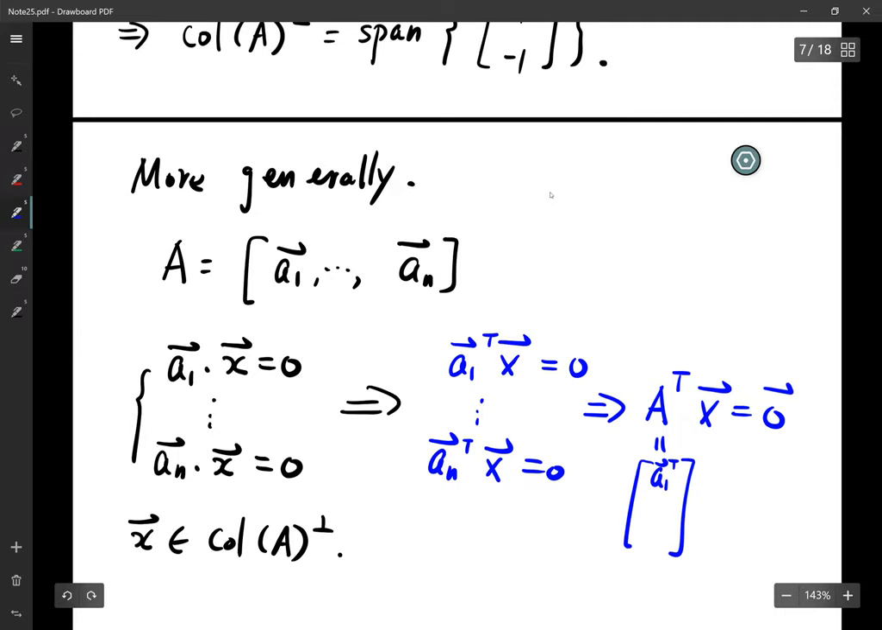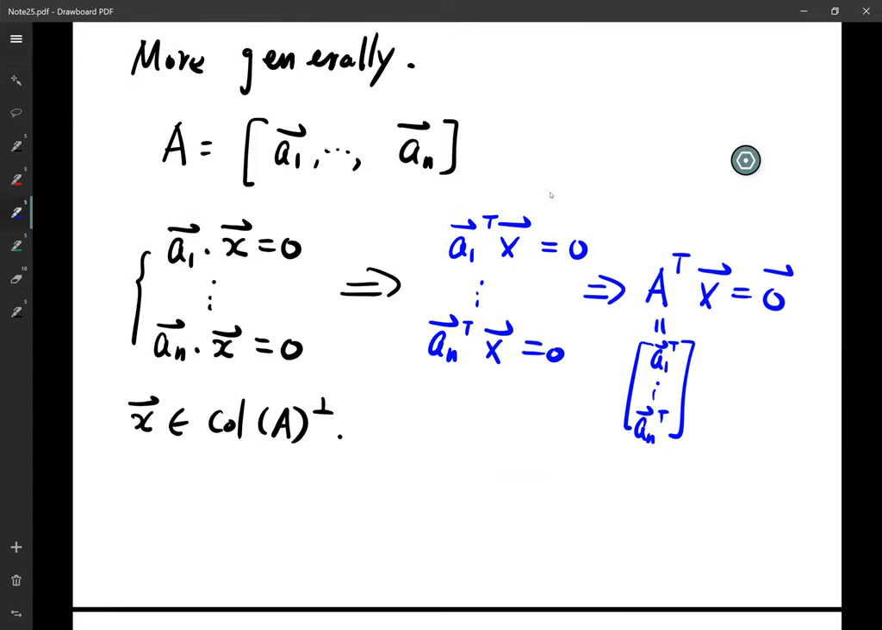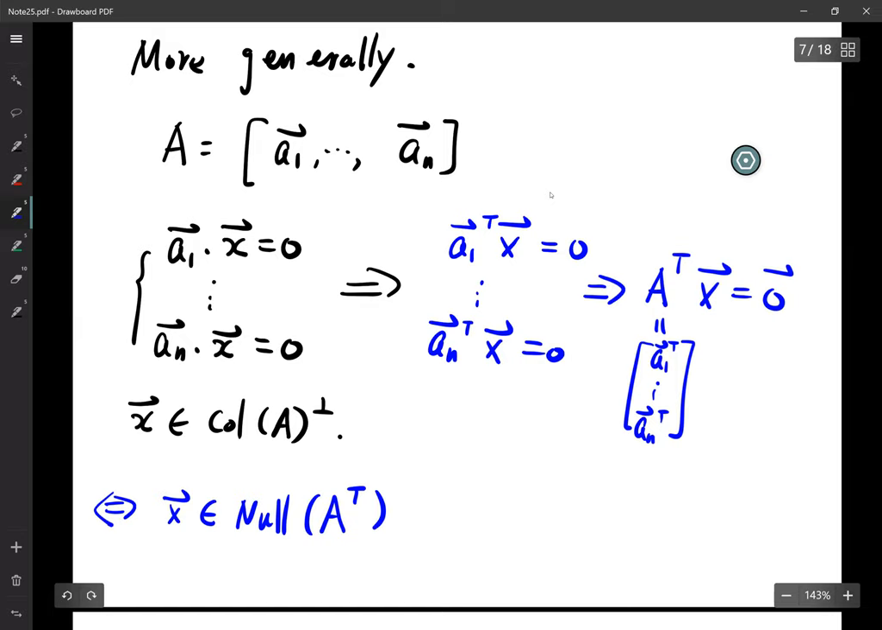Any question? Okay, so for any x that's in the column A perp, it solves this problem. Therefore, we have x is in the null space of A transpose. On the other hand, for any x which is in the null space of A transpose, it will be orthogonal to all the columns of A. Therefore, x is in the column space of A perp. This tells me a useful relation, which is the columns of A perpendicular is equal to the null space of A transpose.